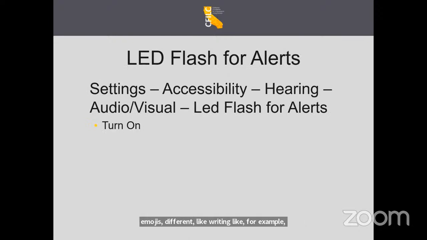Now, in order to go into LED flash for alerts, you'll first start by going into settings, moving into accessibility, then going into hearing, audio/visual, before going into LED flash for alerts and turning that on. This is also a really cool feature because you can customize it as much as you need to fit your phone. What does this mean?